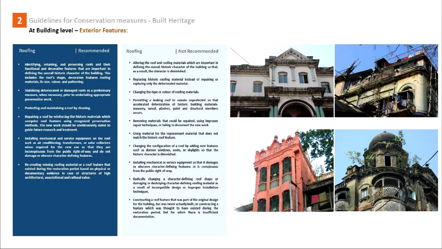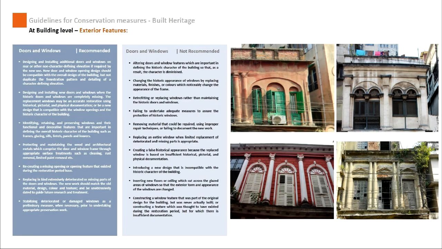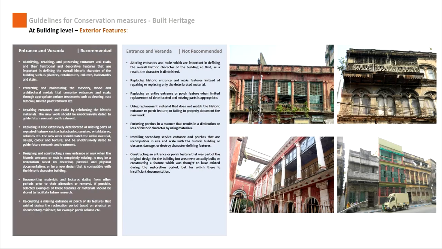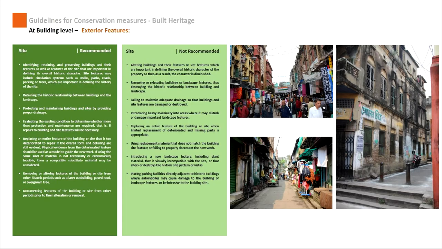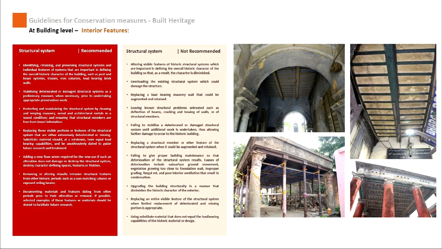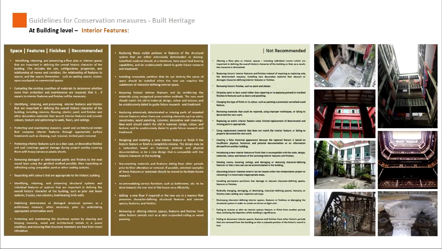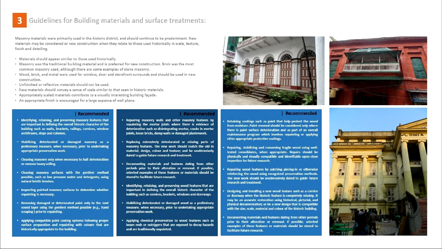This is for both interior and exterior features. The measures are for the prominent architectural characters found out through the study process, which hold high significance. Recommendations for roofing, recommendations for doors and windows, recommendations for entrance and verandas, recommendations for shop fronts, recommendations for building facade, recommendations for site and precincts, building level recommendations for interior features, recommendations for structural system, recommendations for space, design features and finishes, recommendations on use of building material and surface treatments.